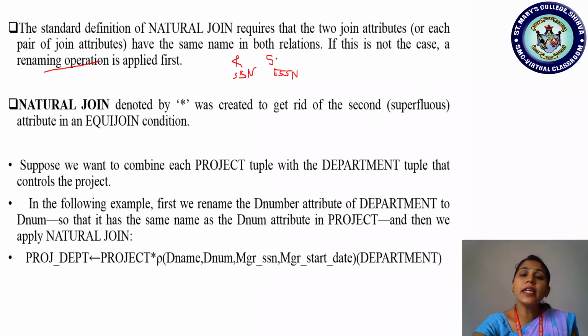For example, why does renaming have to be done? Because on whichever attribute you are applying the join condition, that attribute name should be common in both relations, right? So now, if it is ESSN, I'll be renaming this ESSN to SSN. So ESSN will be renamed as SSN. Now in relation R it is SSN and in relation S it is SSN. So the attribute names are matching. Now which join can we apply?